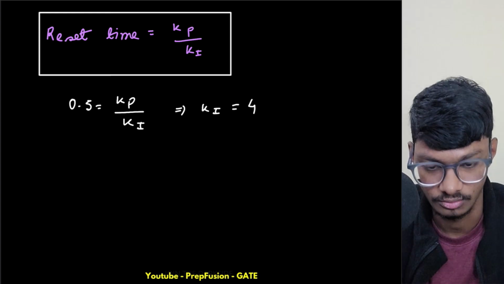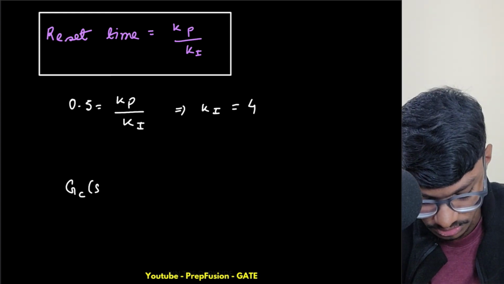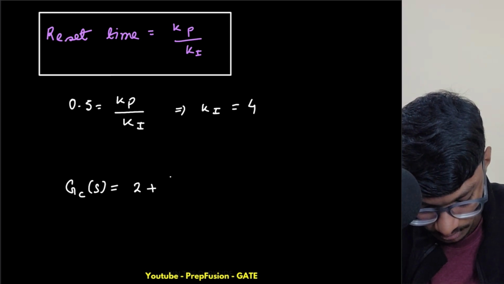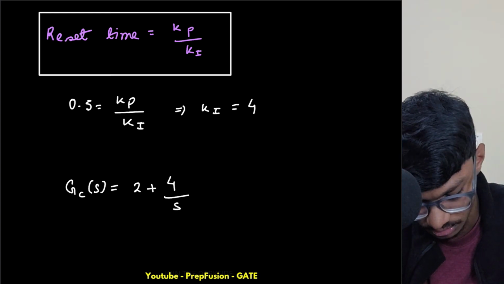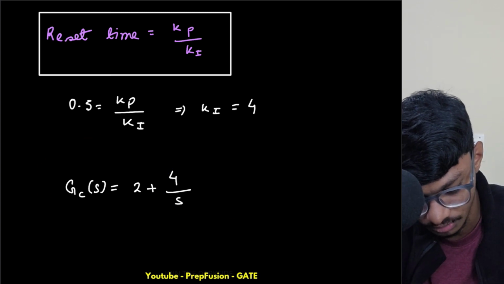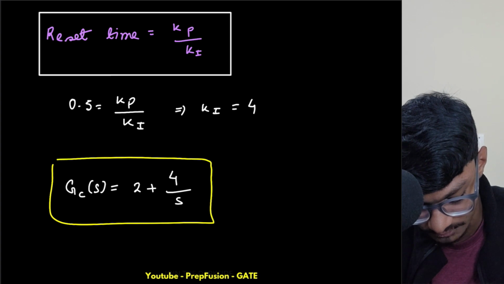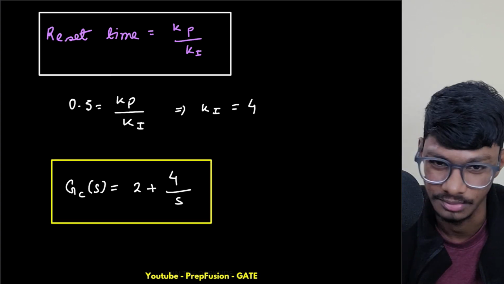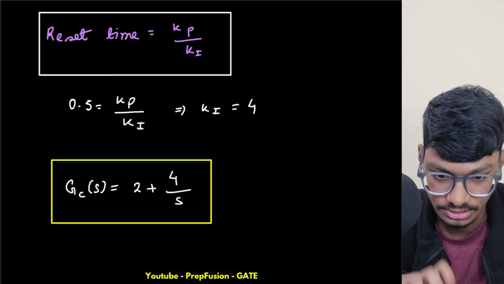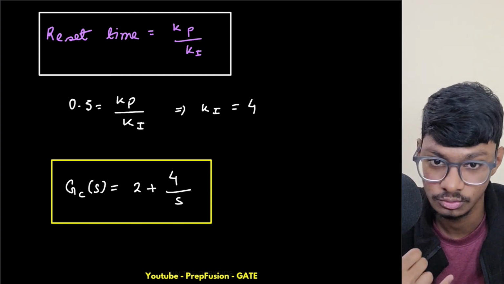Now what is my control transfer function? gc of s equals 2 plus 4 upon s. So this is the answer for this question. So like an MCQ type may come up. So yeah, this is the solution to these two questions.